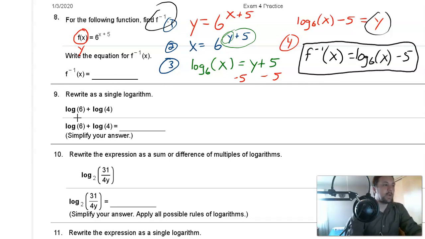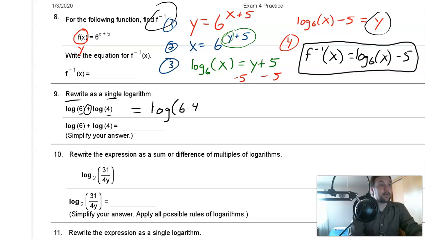All right. Question number 9. Rewrite this as a single logarithm. So we want to combine these together into one logarithm. Since we're adding here, what I'm going to do is write this as one logarithm. I'll take the 6 and the 4, and when I put them inside of the same logarithm, I will multiply them together. This will become 6 times 4 when they're placed inside of a single logarithm.